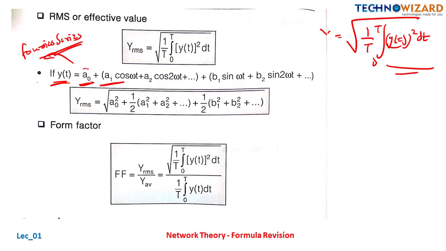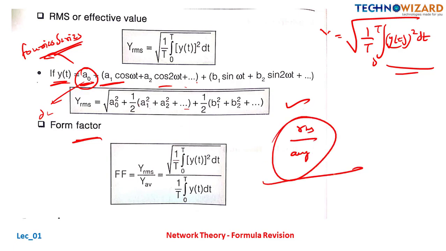First you have to find this root: a0 is the DC term here, a0 square plus 1 by 2 of a1 square plus a2 square, and so on. And then the b terms, 1 by 2 of b1 square plus b2 square, like this. This is how you can find the RMS value. Now form factor is equal to RMS upon average value. Please remember these points.